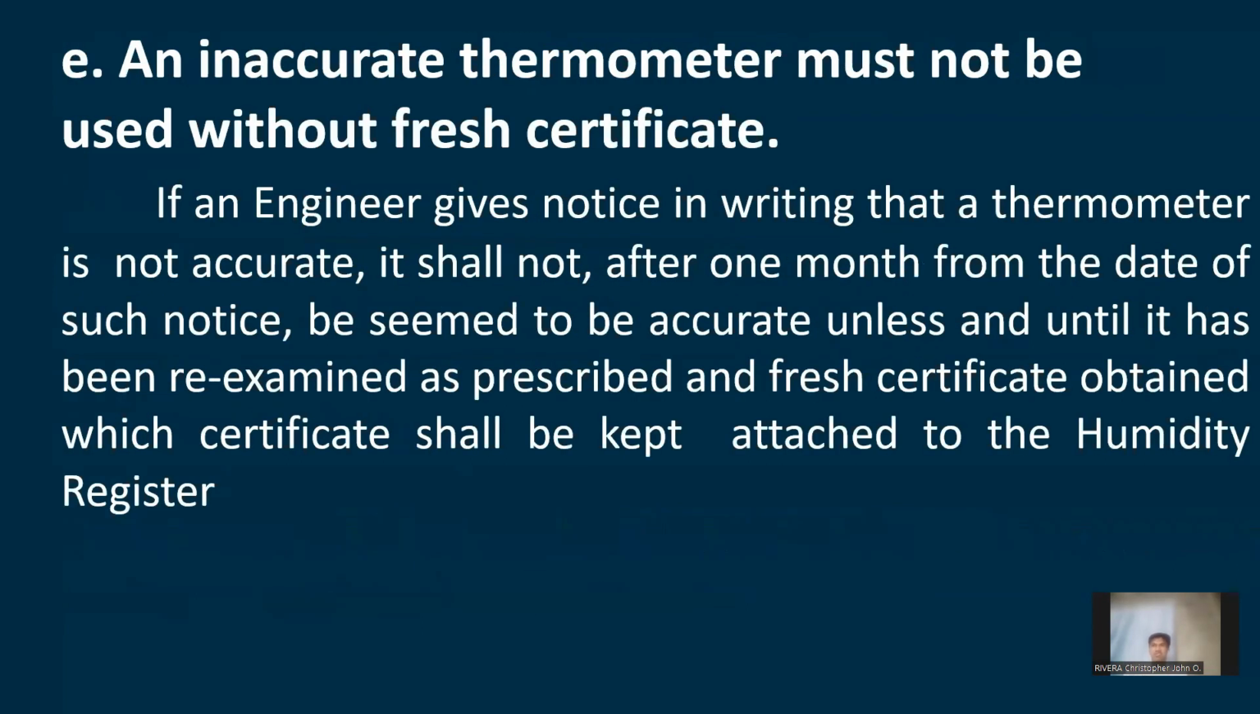So E, an inaccurate thermometer must not be used without fresh certificate. If an engineer gives notice in writing that a thermometer is not accurate, it shall not, after 1 month from the date of such notice, be used as accurate unless and until it has been re-examined as prescribed and fresh certificate obtained, which certificate shall be kept attached to the humidity register.